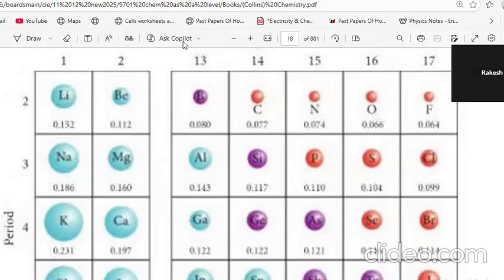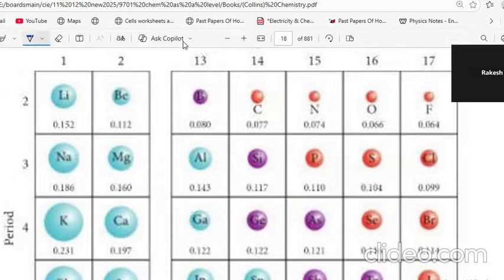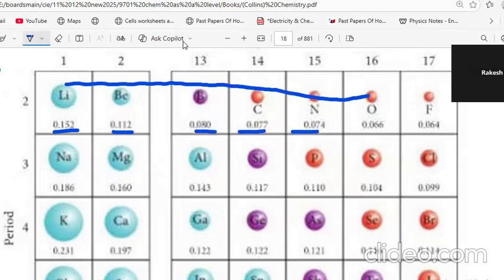There are three radii. One is the atomic radii. Like this is the atomic radii. And if you notice, 0.15 to 0. So as you go in the period, it is going on decreasing.